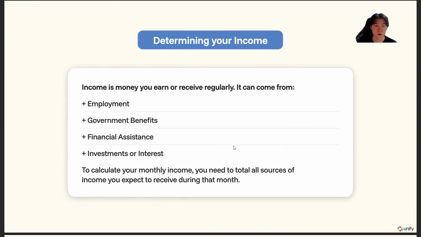Now, determining your income. So, income is money you earn or receive regularly. It can come from employment, government benefits, financial assistance, or perhaps investments or interest. To calculate your monthly income, you need to total all sources of income you expect to receive during that month.